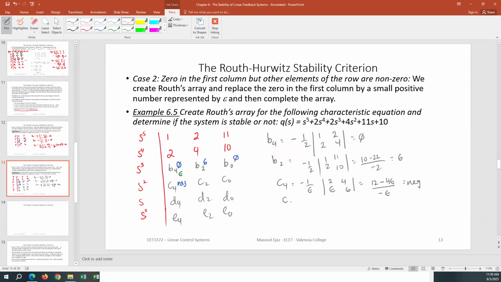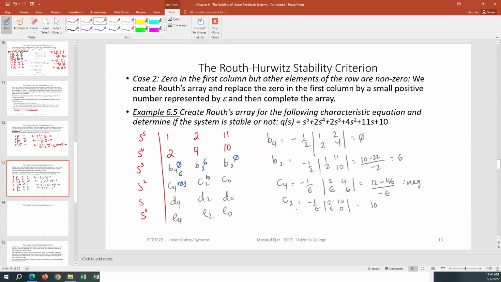C2 is -1 over epsilon, 2 epsilon, and then C2. So we have 2 epsilon, and what did we have? 4, 6 or 10, 0. So that's going to give us 2 times 0 is 0, 10 times epsilon. So that's going to give us 10 times epsilon divided by epsilon. So C2 is 10. Doesn't really matter.